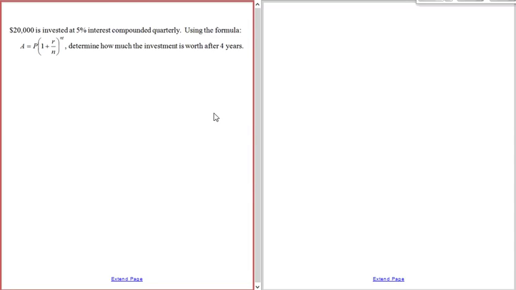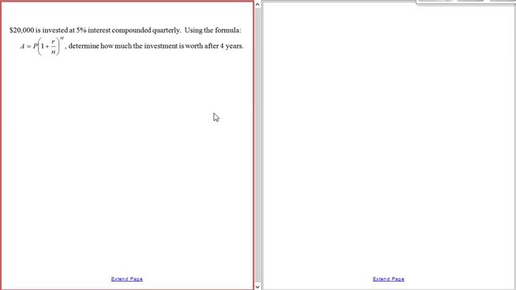We have $20,000 to invest at a 5% interest rate, compounded quarterly. Use the formula to determine how much the investment is worth after 4 years. We are given the formula.